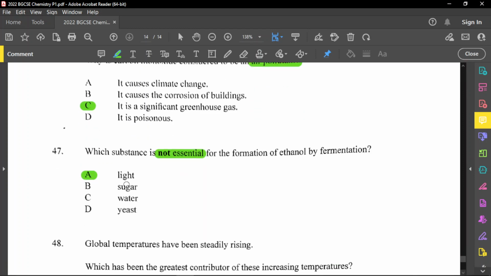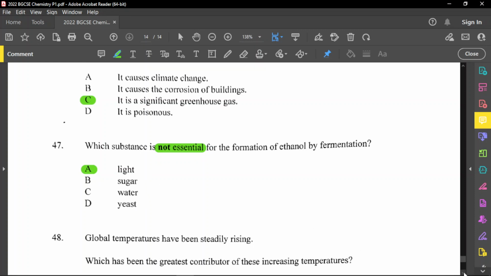All right, so 47. Which substance is not essential for the formation of ethanol by fermentation? Light is not needed for fermentation to take place, because fermentation is really a form of respiration, but it's anaerobic respiration. You require sugar, you require water, and you require yeast, which is the organism that will respire to produce the alcohol. Light is not needed. And again, it's anaerobic respiration.